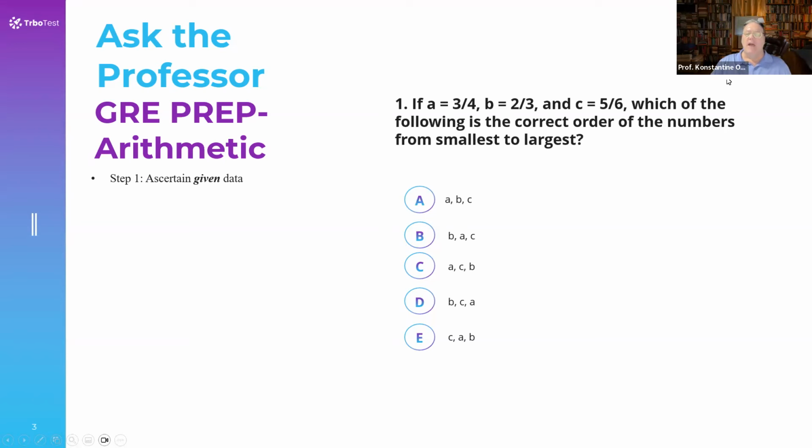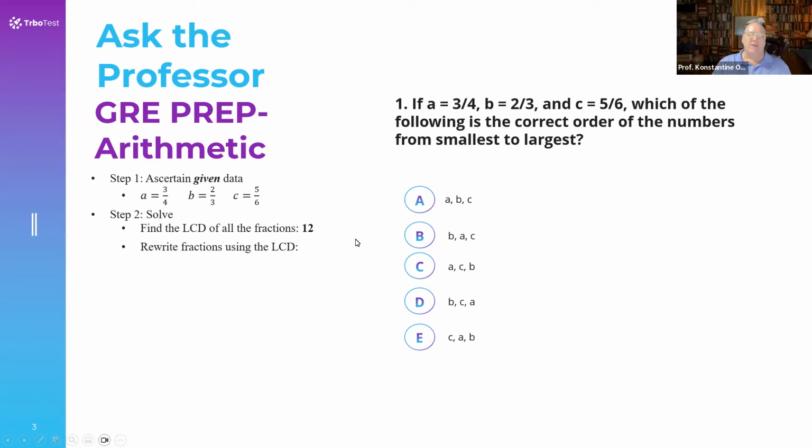need to ascertain the data that's given. In this case, we're given that A equals 3/4, B equals 2/3, and C equals 5/6. In order to solve it, as I said, we need a common denominator. So we look for the lowest common denominator of all the fractions. In this case, it would be 12. 4 goes into 12 3 times, 3 goes into 12 4 times, and 6 goes into 12 2 times.